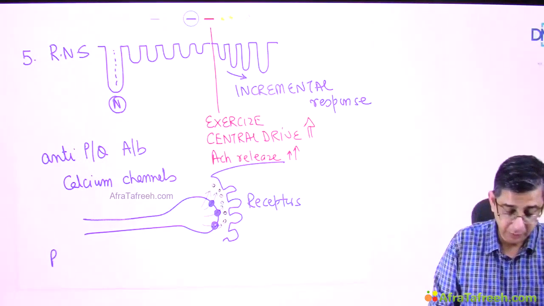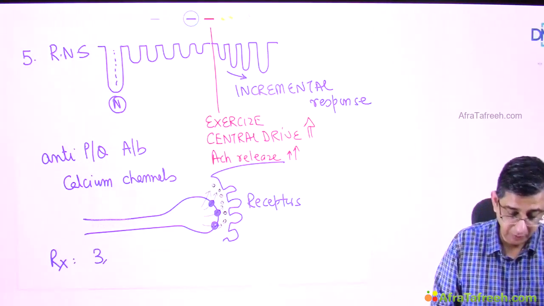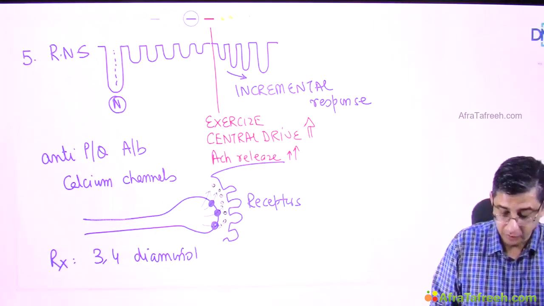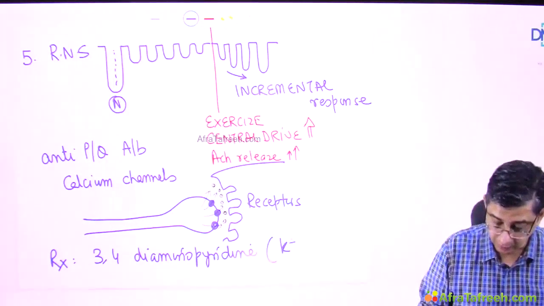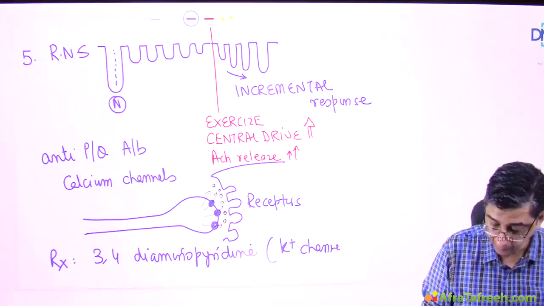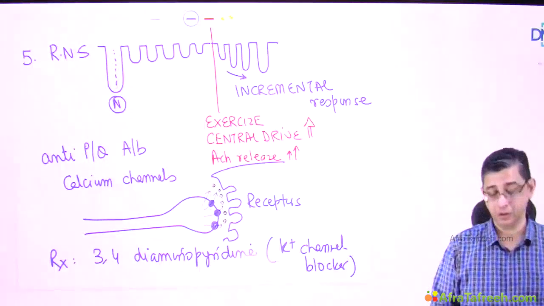Coming to the treatment of these patients, the drug of choice for this condition would be 3,4-diaminopyridine. This will increase the amount of acetylcholine at the neuromuscular junction. This drug basically acts on potassium channels. It's a potassium channel blocker. It increases the amount of acetylcholine at the neuromuscular junction.